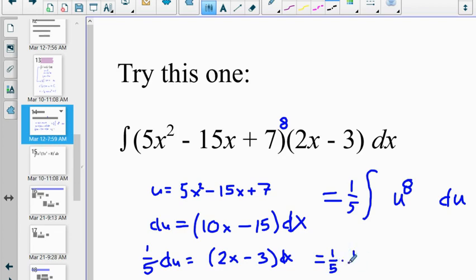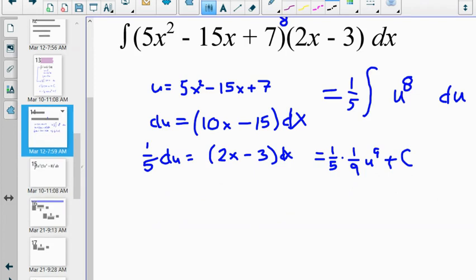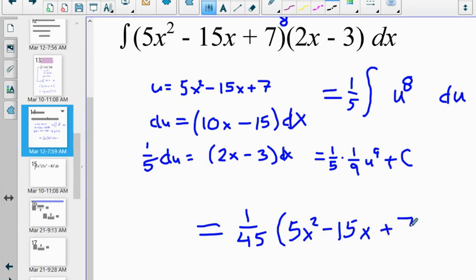Anti-differentiating u to the 8th power, that's just 1/9 u to the 9th plus c. And then I can resubstitute. I'm going to go ahead and multiply 1/5 by a 9th to get 1/45 of, what do we have? u was 5x squared minus 15x plus 7 to the 9th power plus c.